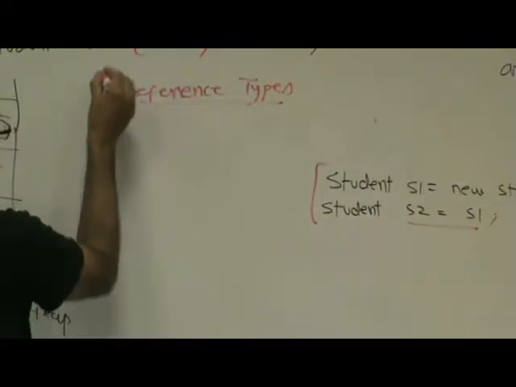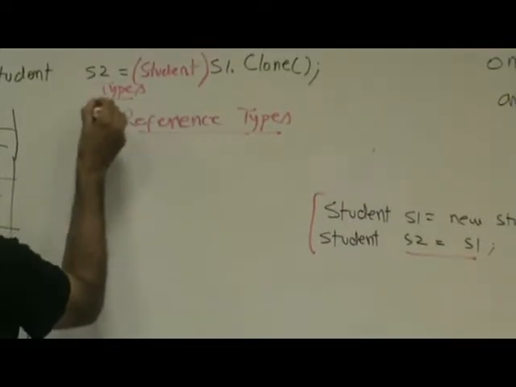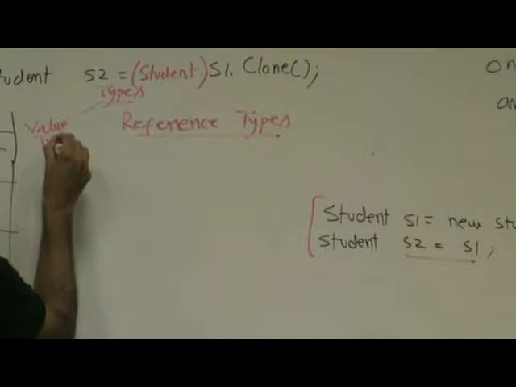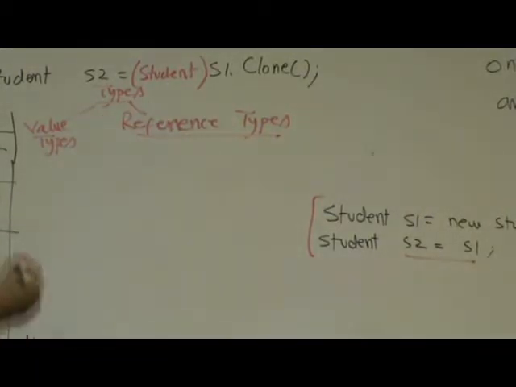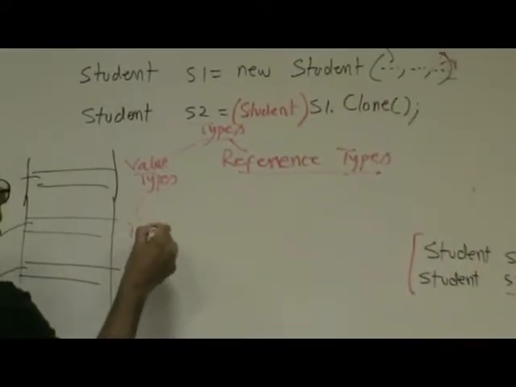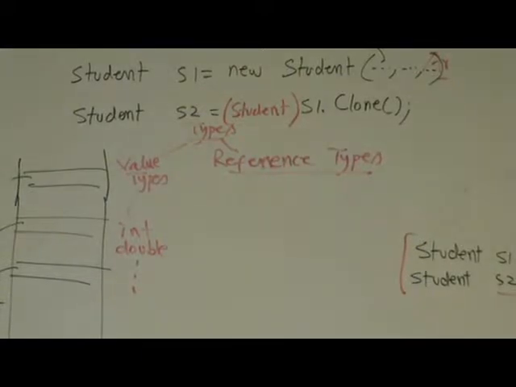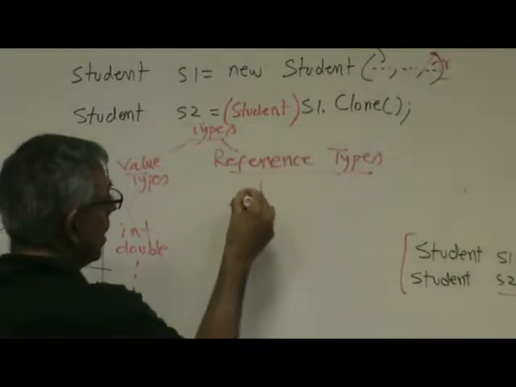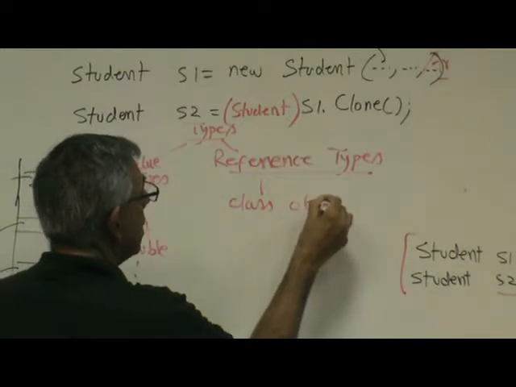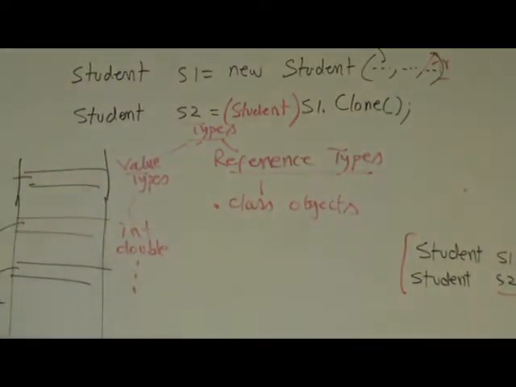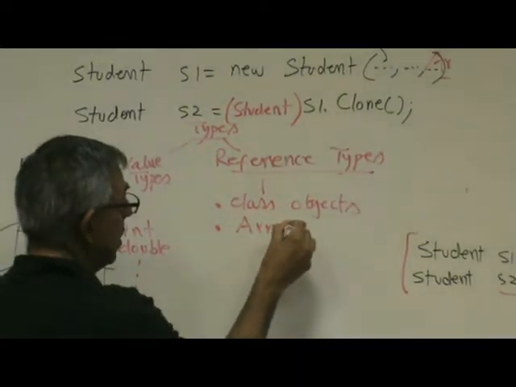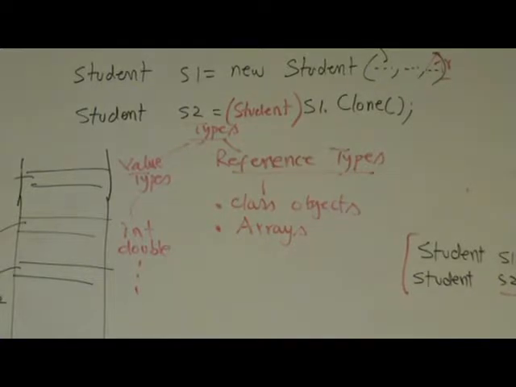Remember, as far as types are concerned, we have value types and we have reference types, right? What are value types? Value types are those data types which are created on the stack. So for example, int, double and so on. All the basic data types other than string are created on the stack, so they are called value types. What are reference types? Class objects. What else? Arrays. Remember we discussed arrays in Java and C#, they are created on the heap. So they are also reference types.